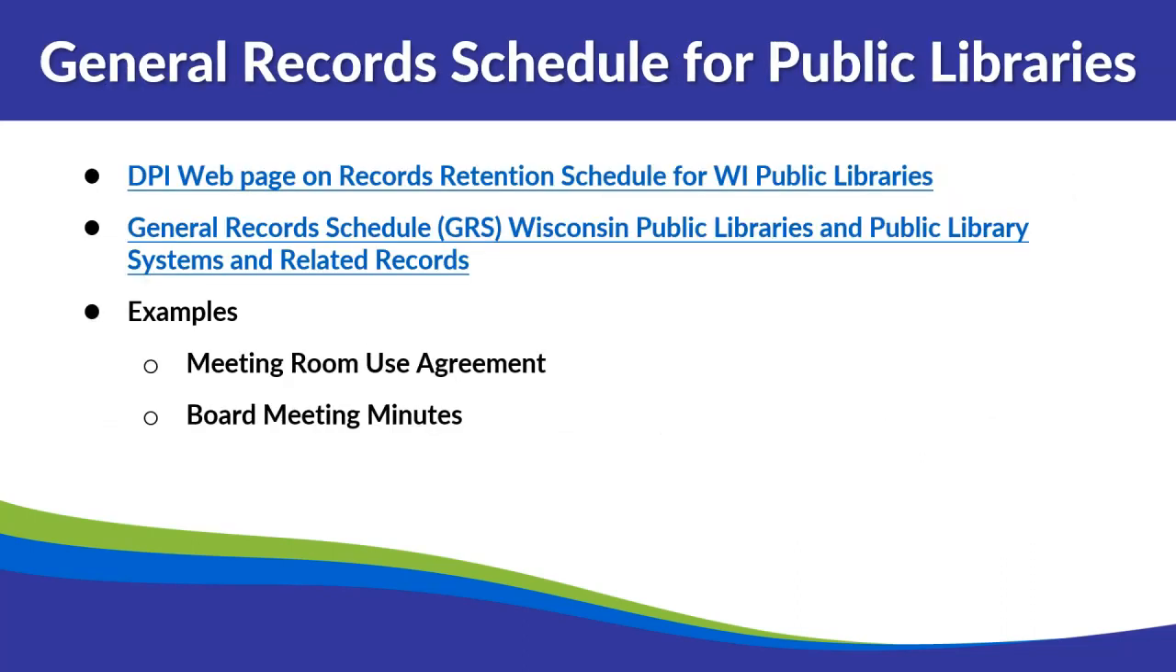There are two ways you can find the General Records Schedule for public libraries: via the legal page on the DPI Public Libraries website, or by going directly to the Wisconsin Public Records Board website, where you will find it in the Local Unit General Records Schedules section.